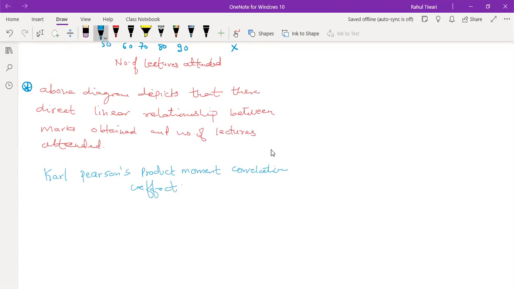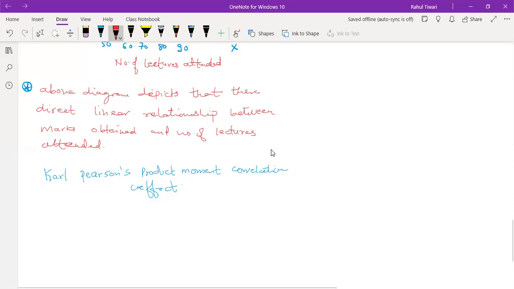Since this product moment correlation coefficient was given by Pearson, that's why it has the full name product moment correlation. But usually they say find the Pearson correlation coefficient. You can skip this part, Pearson correlation coefficient, or simply correlation coefficient. Simply they will say find out the correlation coefficient.